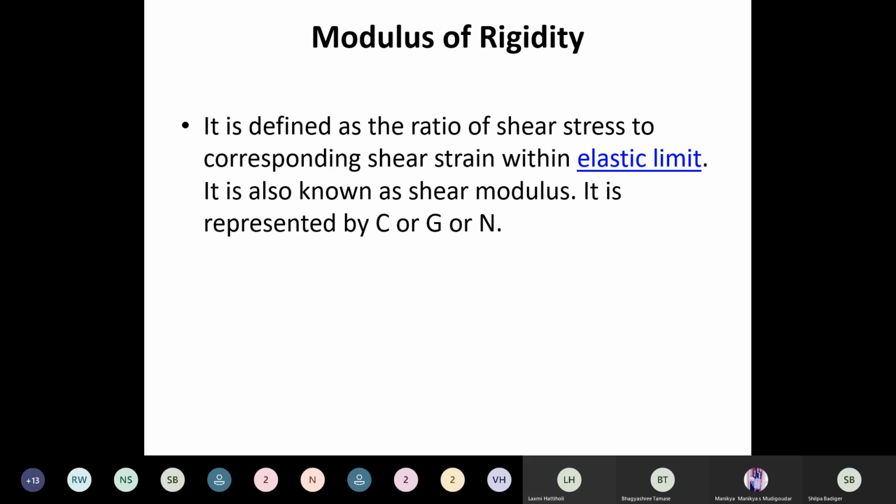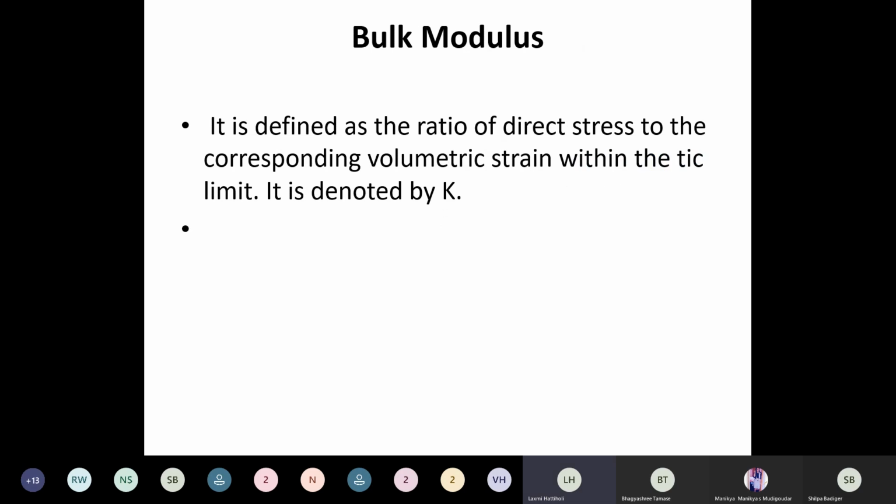Okay. Next, bulk modulus. Let's see the definition of bulk modulus K. This is also a type of elastic constant, and this is called as the ratio of direct stress to the corresponding volumetric strain. See, direct stress. Suppose you have a block, imagine a three-dimensional block or a two-dimensional block. Let me apply a direct stress sigma in all the directions, x direction, y direction, and z direction. Okay. So direct stress divided by volumetric strain.